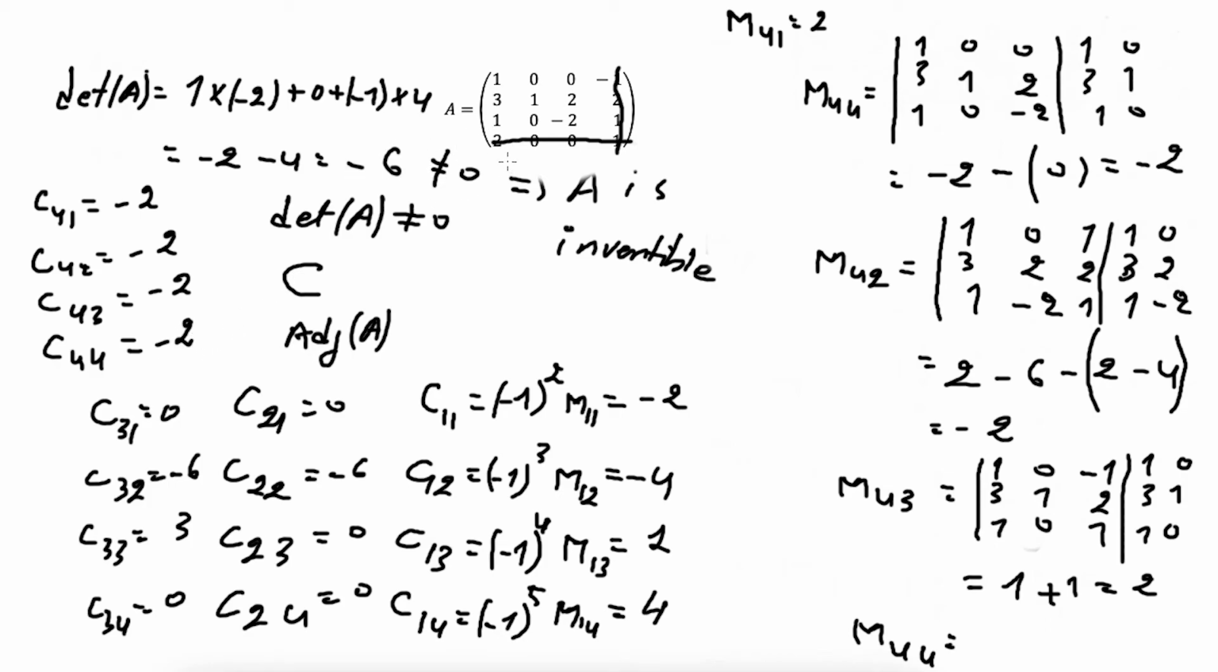And to check if the calculation is correct, we need to compute the determinant. So let me write this. Determinant of A is equal to 2 times minus 2 is minus 4, and here 0 and here also 0, so there will be zeros, and 1 times minus 2 is minus 2, so this is equal to minus 6, and that means that our calculation is correct.